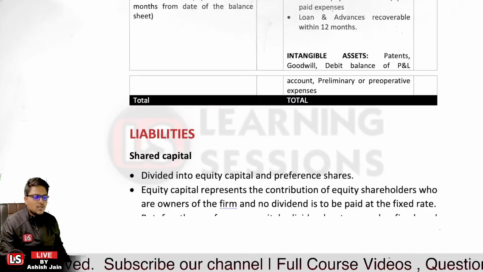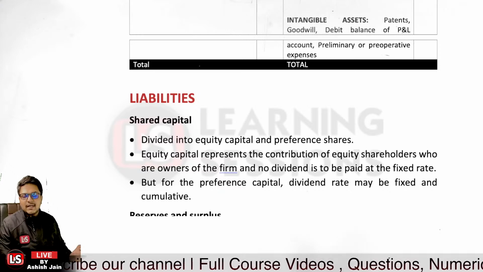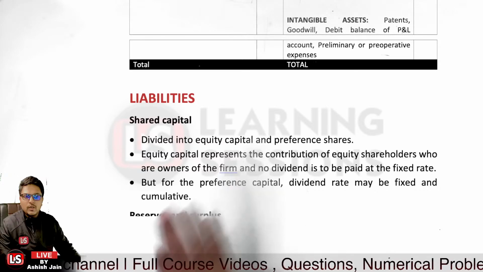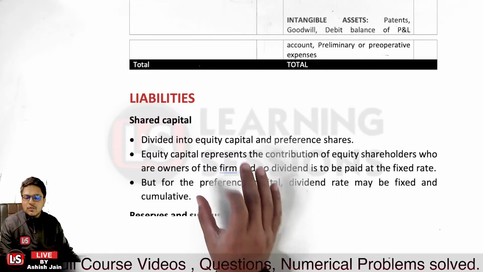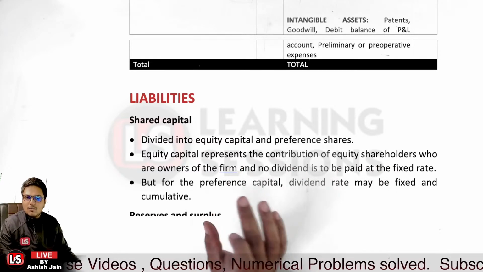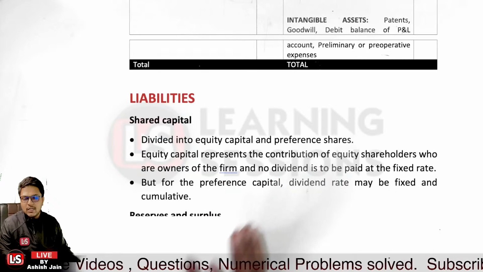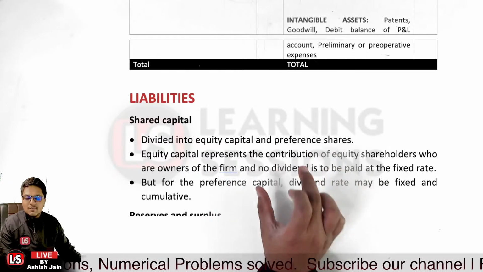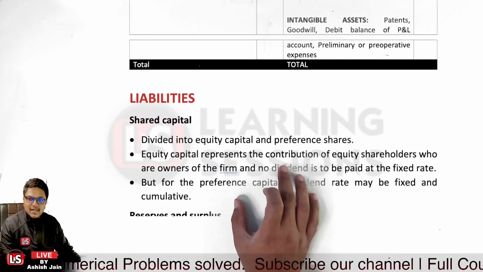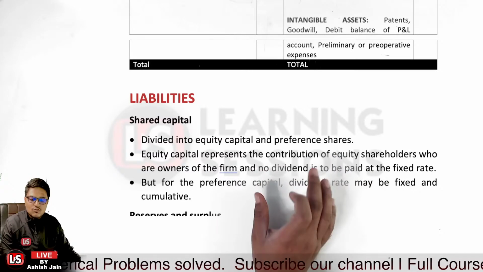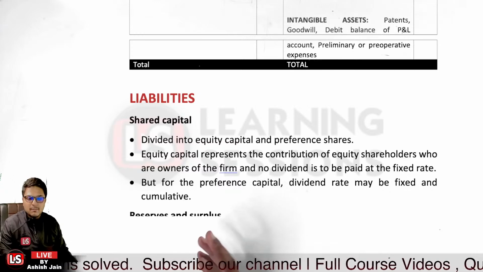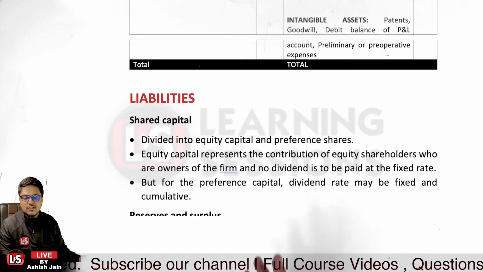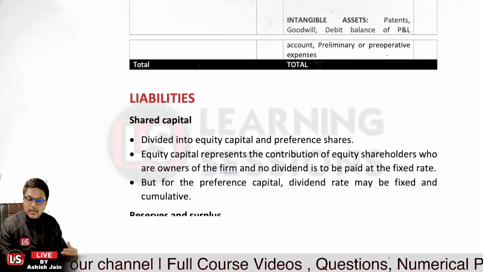I just told you that we have the share capital, and that is divided into two parts. First, equity capital, and the other, preference capital. Equity capital is related to the normal share, if you purchase shares in some company. But preference share is somewhat different, because in that case you have the preference to receive the dividends. Whenever the dividend is declared, it will be paid to you in preference.